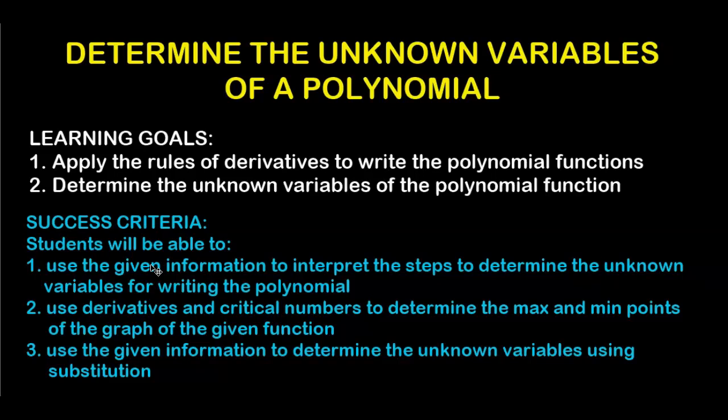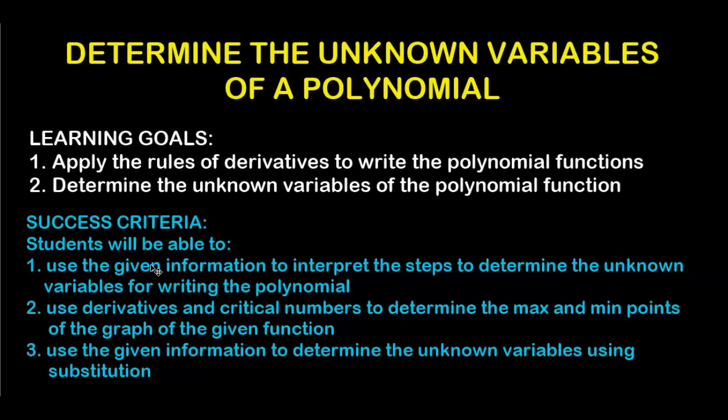After going through the lesson, the students will be able to use the given information to interpret the steps to determine the unknown variables for writing the polynomial. The students will be able to use derivatives and critical number information to determine the max and the min points of the graph of the given function. And the students will be able to use the given information to determine the unknown variables using substitution.